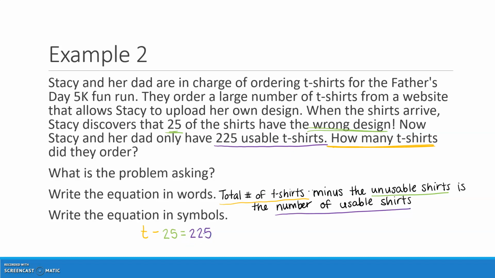So here's our equation. This is part of the process. Some of you may be able to look at this and do some logical thinking, but again, we're practicing writing the equation, so you have to put the equation in symbols. So now to solve it, we're going to add 25 to both sides, and we would get T equals 250. So we would say they ordered 250 t-shirts.